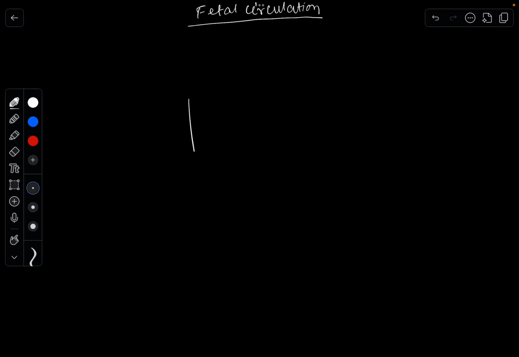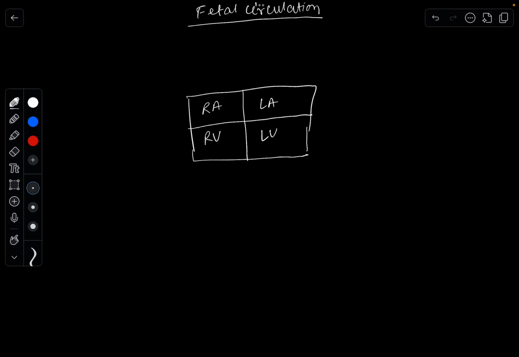So, here are the 4 chambers. Just a schematic diagram. Right atrium, right ventricle, left atrium, left ventricle. Right. So, normally what happens?